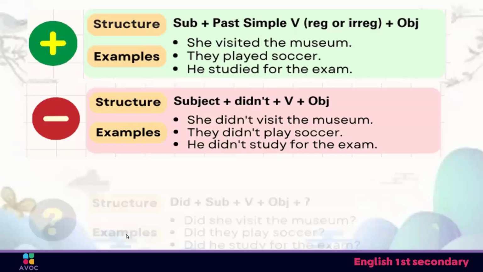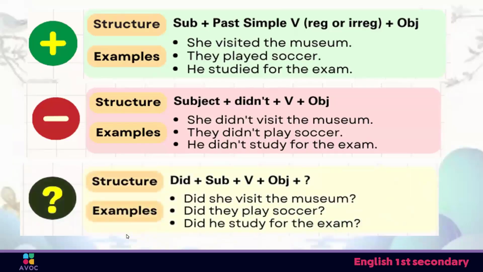نيجي على third structure, which is the interrogative or the question. How to form the question in the past simple tense. Of course, we start with the helping verb, which is did, plus the subject, plus the verb في الbase بتاعتي أو في infinitive. Like when I say, did she visit the museum? Did she visit? Start with did, then the subject, then the verb.